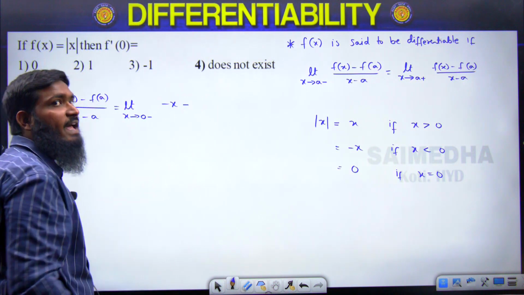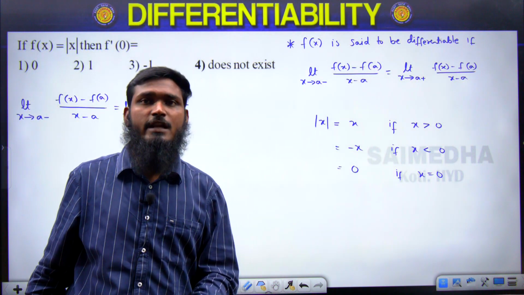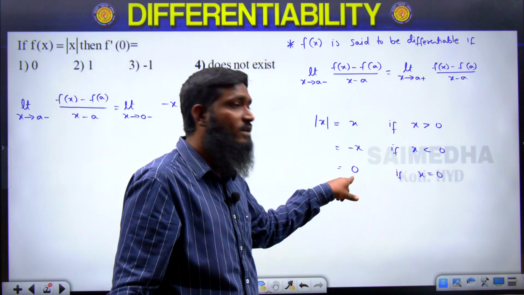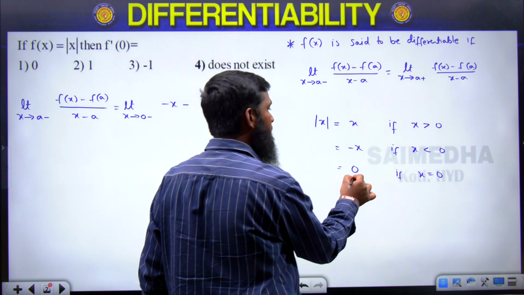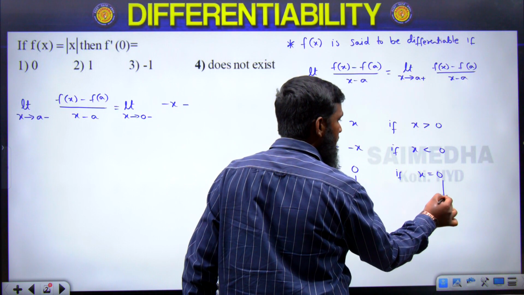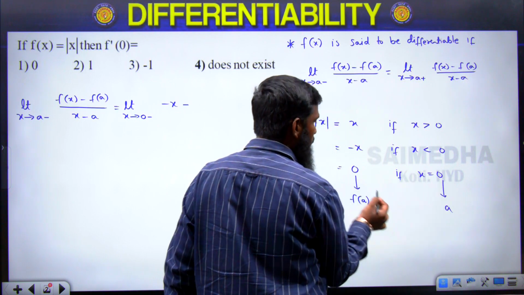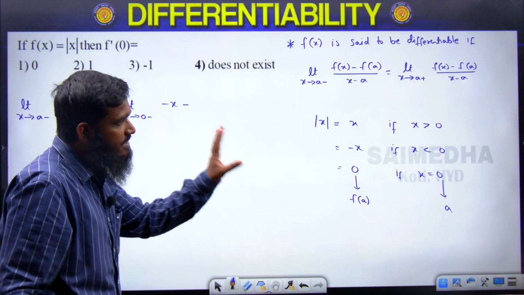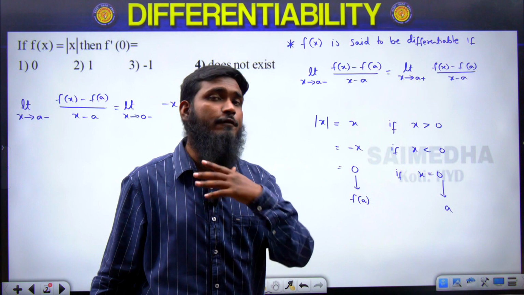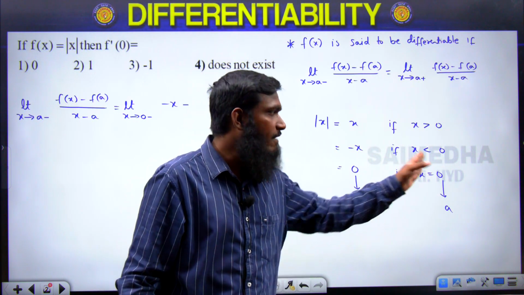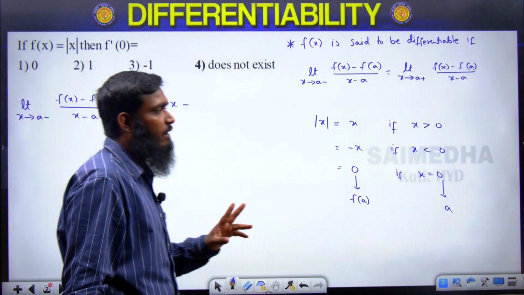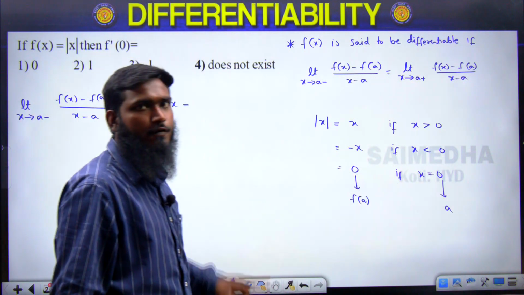Now, what is the f of a value? F of a means the function value. In that we have to take x is equal to 0. If you take x is equal to 0, what is the answer we are getting over here? 0. So this part becomes the f of a value. Don't get confused over here. This is the a value and this is the f of a value. In this question we are getting the a value and the f of a value the same, but it is not compulsory that for all questions we will get the same answer. The a value can be different, and the f of a value can be different. So don't get confused. This is the a value we have taken, this is the f of a value we have taken.